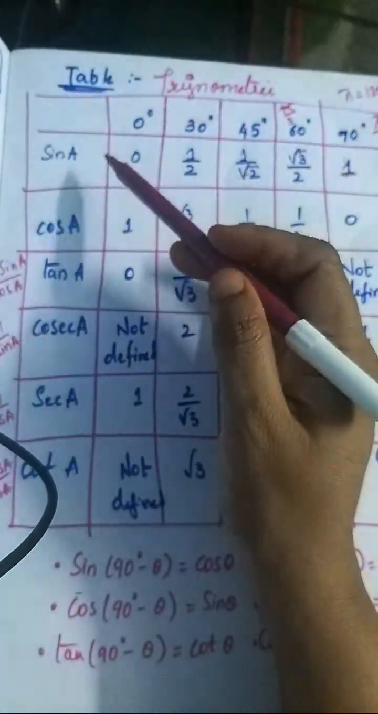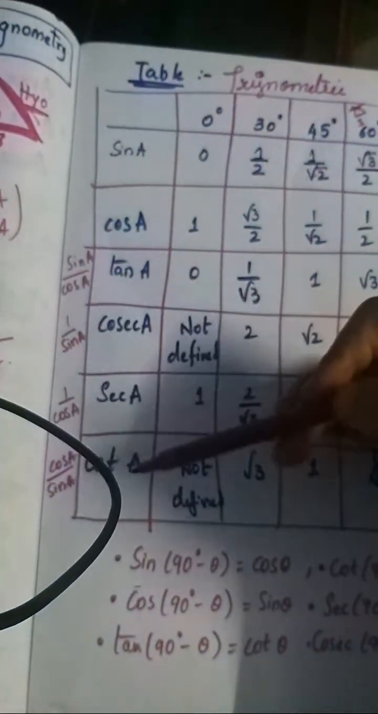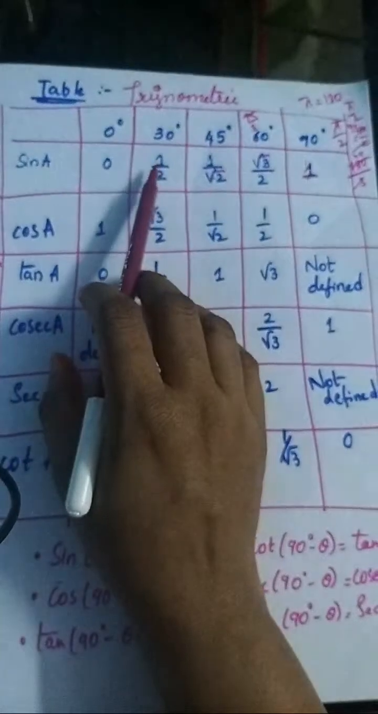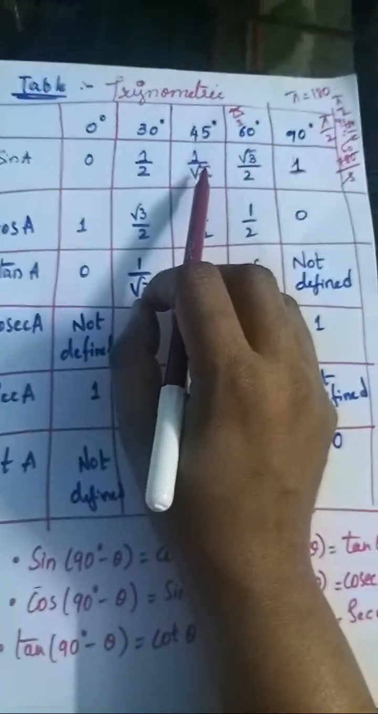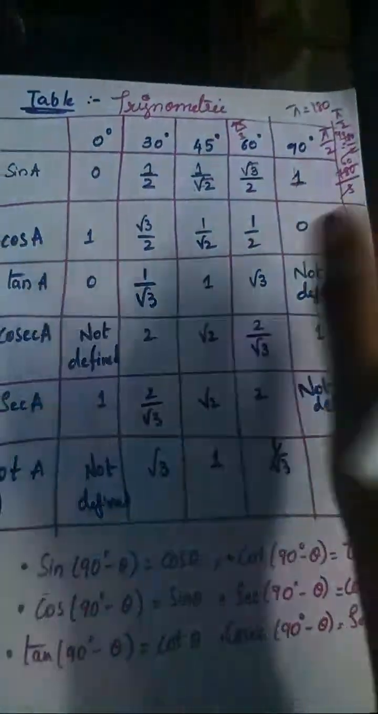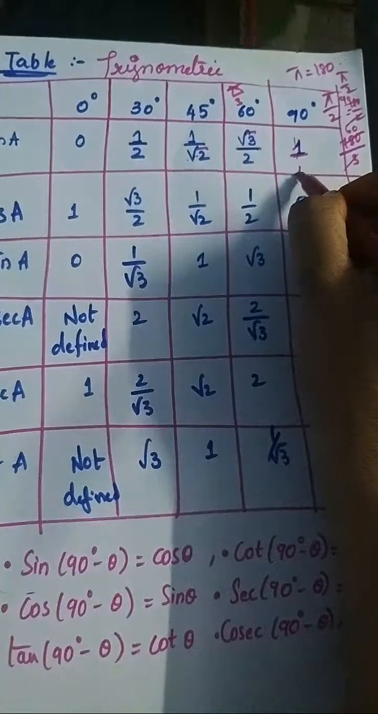If you remember this sin and cos, you will automatically get the values of these 4 lines: tan, cosec, sec and cot. See here children, very easy trick. So we have written 0, 1 by 2, increase it by 1 by root 2 and root 3 by 2, and finally 90 means 1. Okay, now cos A, we have to write in reverse order.